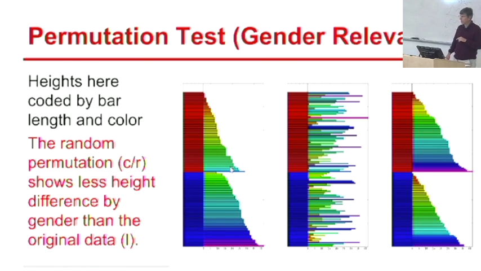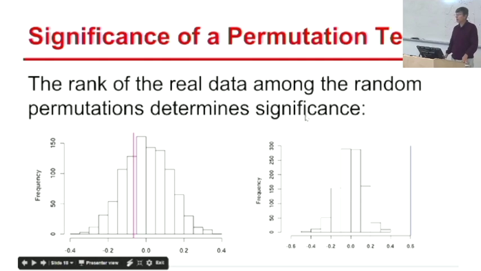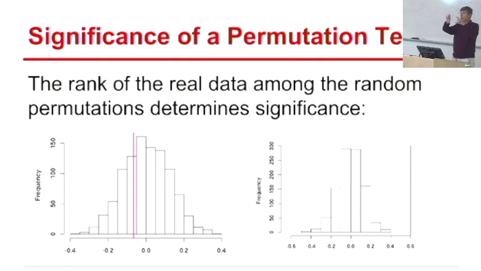Does everybody see that? And so what we're going to do is the following. We're going to perform those random permutations 1,000 times, 10,000 times, 100,000 times, till we get tired of doing it. And for each one of those permutations, we're going to get a statistic of what the height difference of the men versus the women was in that random sample.